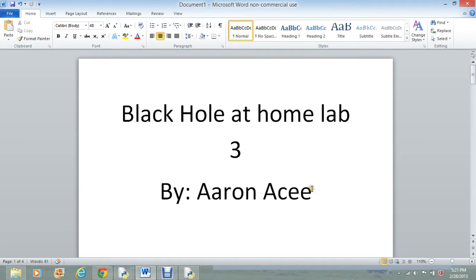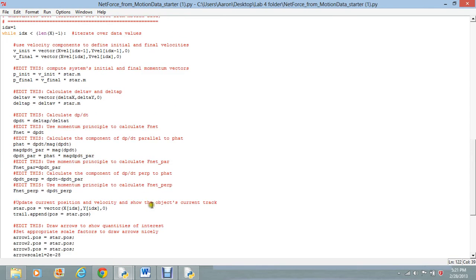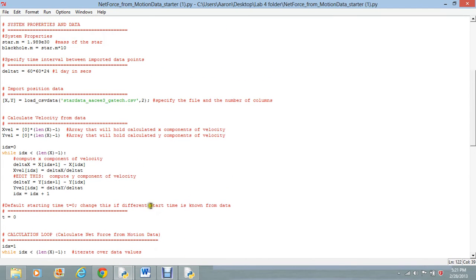Hey, this is Acee, and this is the third at-home lab where we have to find the mass of a black hole by using a star that is orbiting the black hole, where we're given the positions of the star, and we have to find the force between the black hole and the star in order to find the mass of the black hole. So what I did was I used the Python program that we made last week at the campus lab.